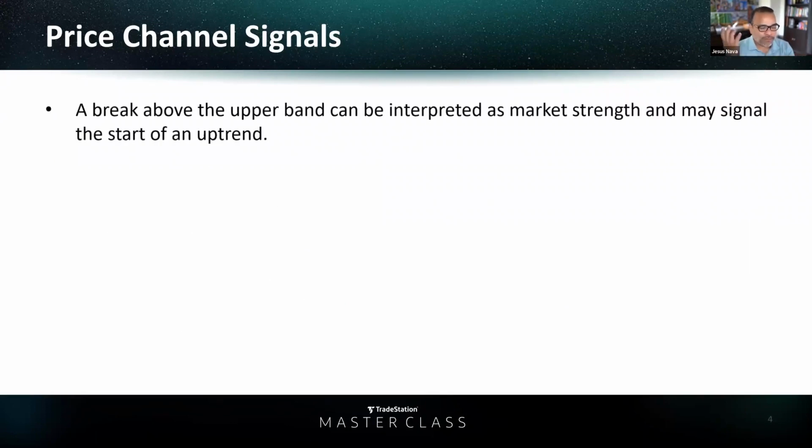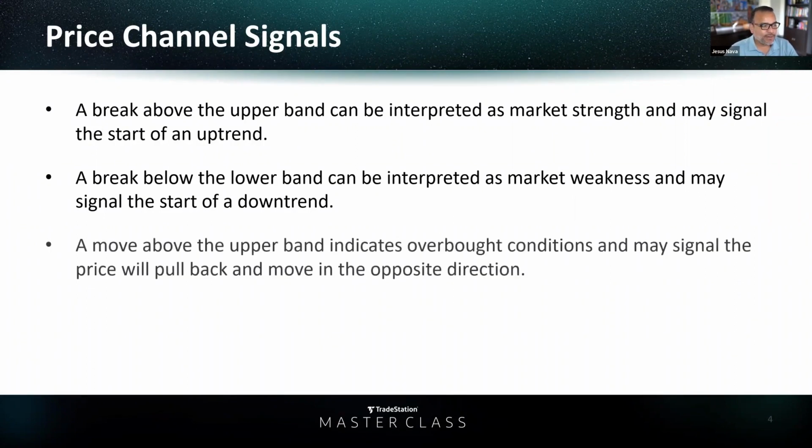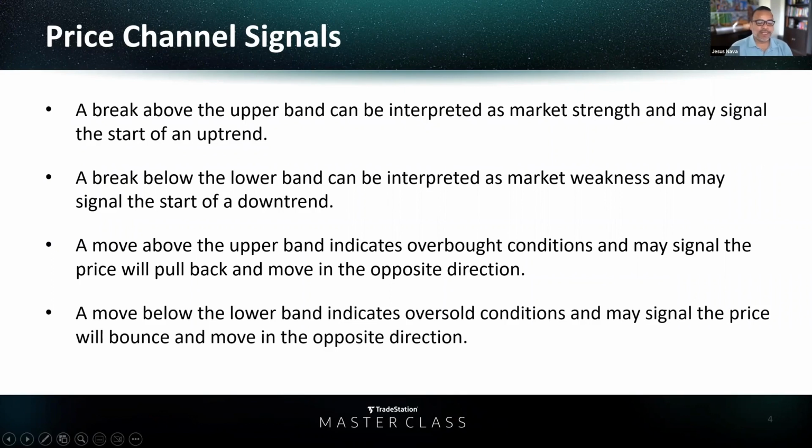First, a break above the upper band can be interpreted as market strength and may signal the start of an uptrend. A break below the lower band can be interpreted as market weakness and may signal the start of a downtrend. A move above the upper band indicates overbought conditions and may signal the price will pull back and move in the opposite direction. And a move below the lower band indicates oversold conditions and may signal the price will bounce and move in the opposite direction. Notice that I'm giving you different scenarios here.